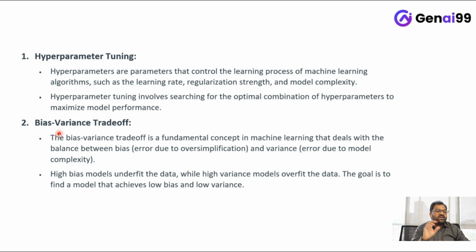Another one is the bias variance trade-off, right? The bias variance trade-off is a fundamental concept which will influence the machine learning output. Bias is nothing but error due to oversimplification. Variance is nothing but error due to model complexity. So whenever you want to fine tune your model, we need to work on features, we need to work on bias and variance, we need to work on regularization parameters, we need to work on hyper tuning parameters.